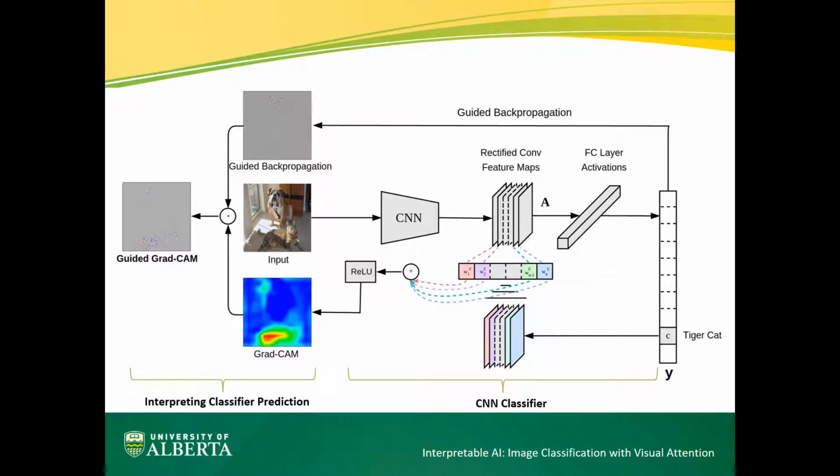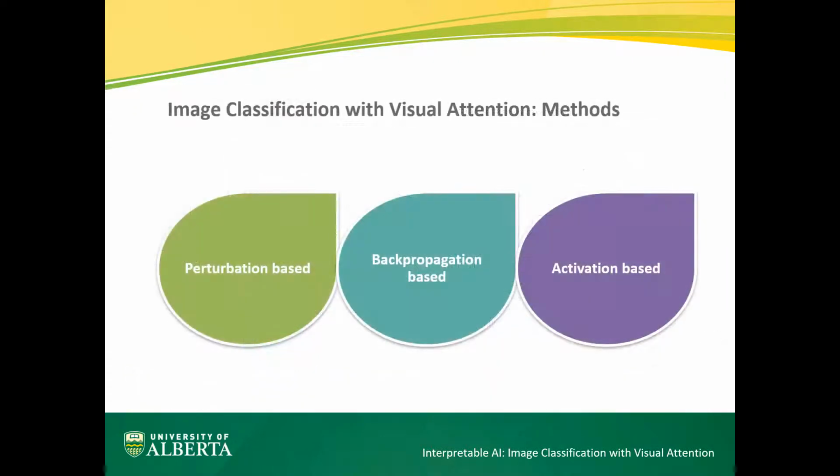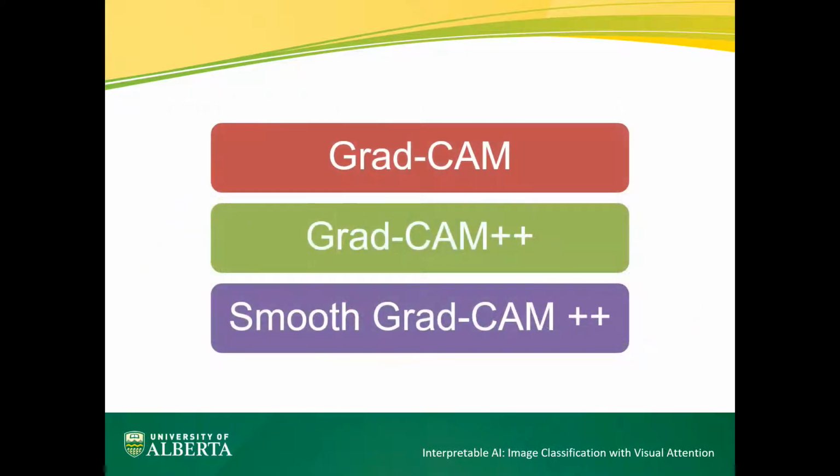Using various techniques, the results of the image classifier can be visualized to interpret how the classifier reached that result. The techniques in this field are broadly classified into perturbation, backpropagation, and activation based. Our research is focused on the activation based, which creates saliency maps. We use three of the latest techniques, Grad-CAM, Grad-CAM++, and Smooth Grad-CAM++, and the last two are the state-of-the-art.